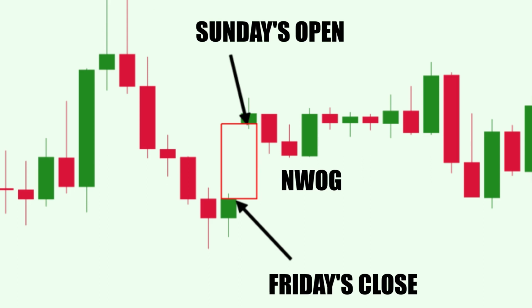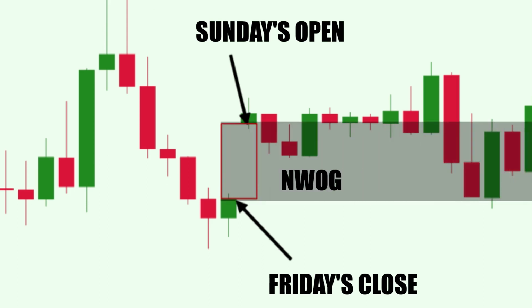The new week opening gap, often referred to as NWOG, denotes the gap that emerges between the closing price on Friday and the opening price on Sunday. Each week consistently presents some form of gap in this space between the end of Friday and the beginning of Sunday. This particular zone holds great importance due to its influence on price dynamics.